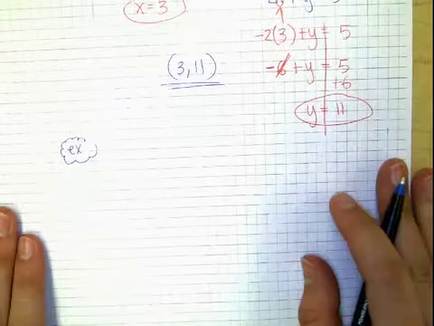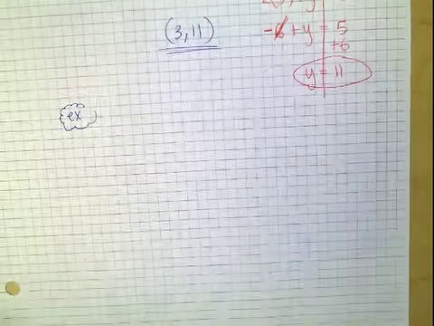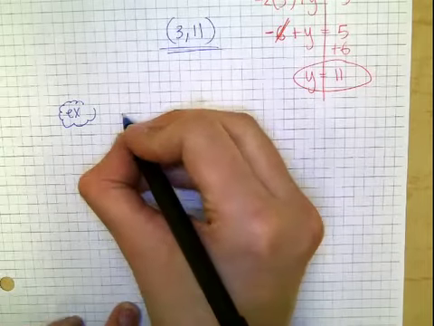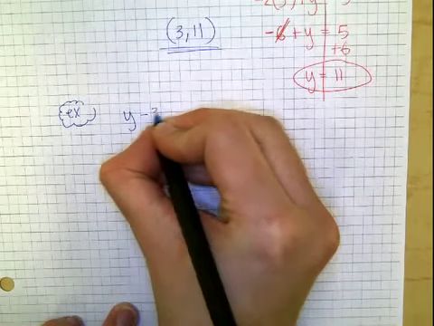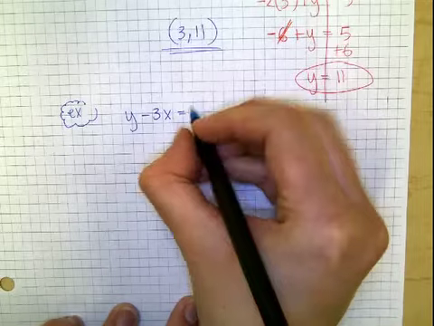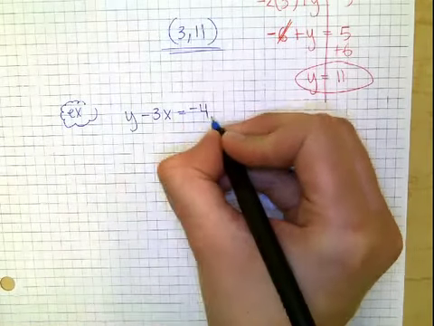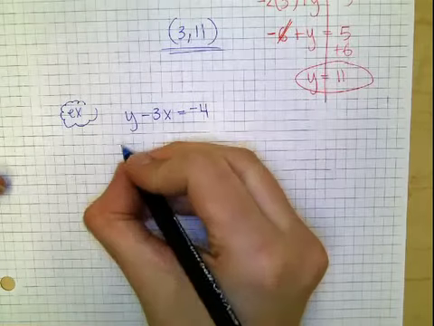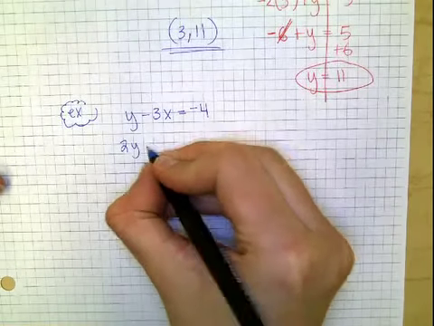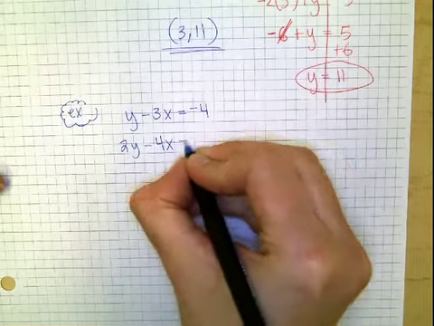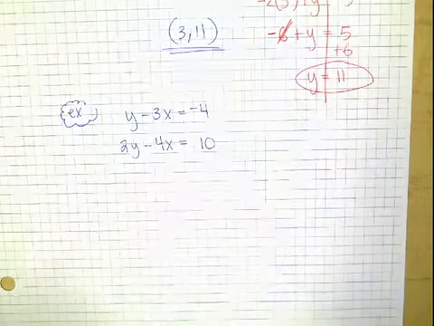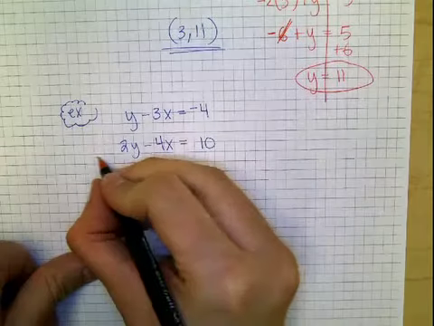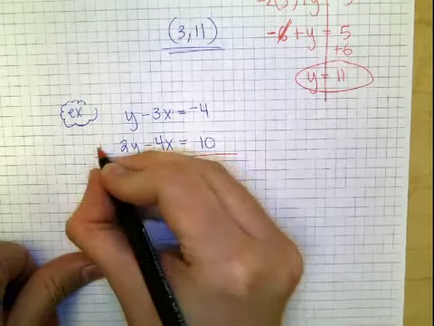So a good example that we can work off of would be something maybe more like this. Let's say you had y minus 3x equals -4. And then the second equation, let's say you had something like 2y minus 4x equals 10. Well, I can tell when I look at this that everything lines up nicely. It's an elimination problem, and I want to add these together.